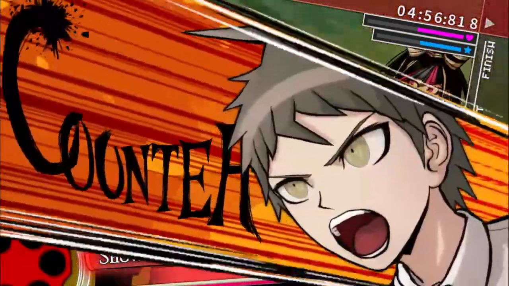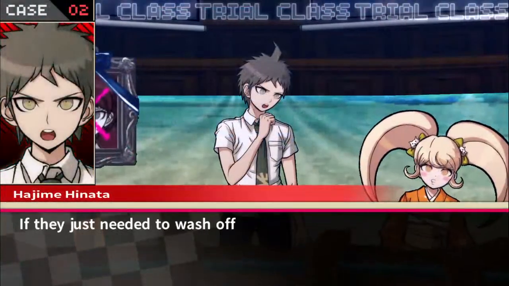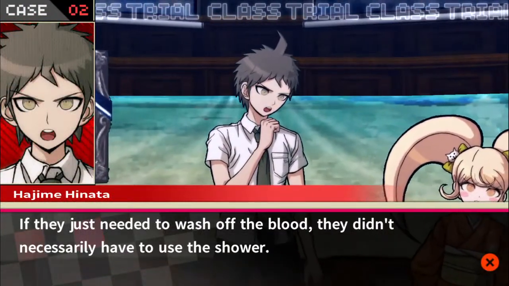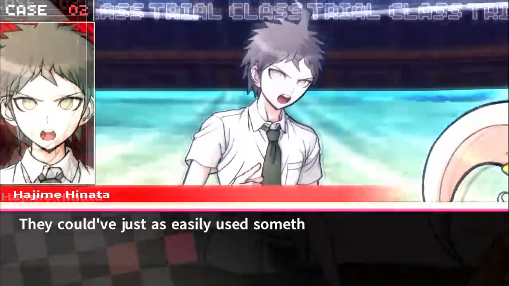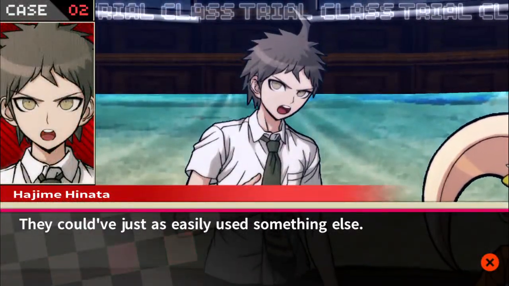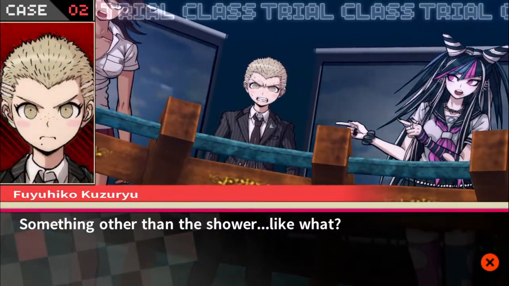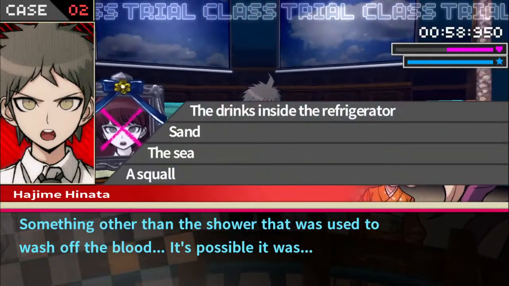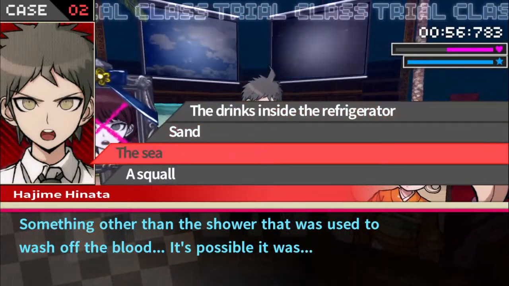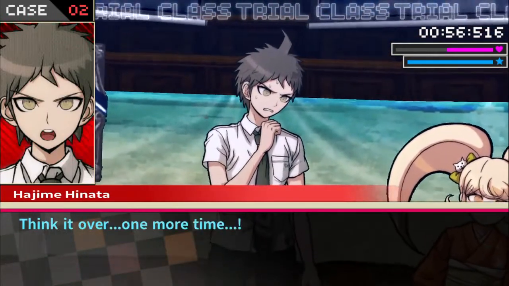No, that's wrong! If they just needed to wash off the blood, they didn't necessarily have to use the shower. They could have just as easily used something else. Something other than the shower. Like what?